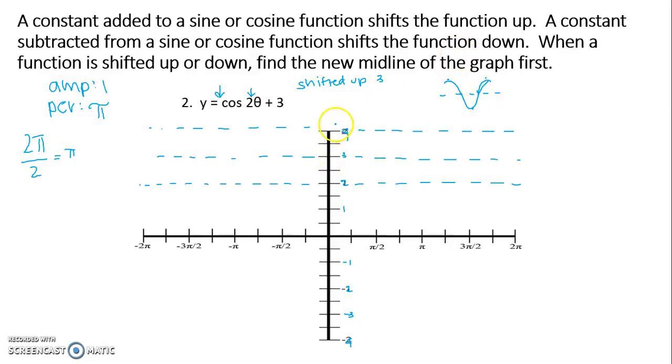So for cosine, remember you start at the top, you end at the top. This time when I end though, it's at pi, not at 2 pi. In the middle of those, I'm at the bottom. In the middle of those, I'm in the middle.